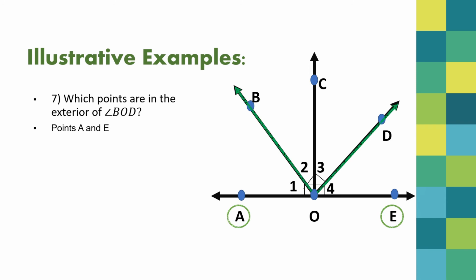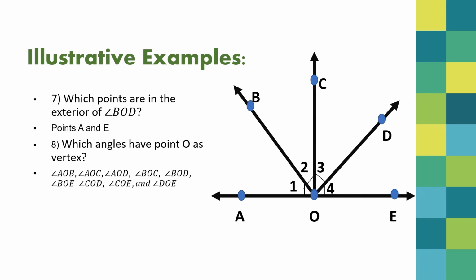Next, number 8. Which angles have point O as a vertex? That's right. We have angle AOB, angle AOC, angle AOD, angle BOC, angle BOD, angle BOE, angle COD, angle COE, and angle DOE. Very good.